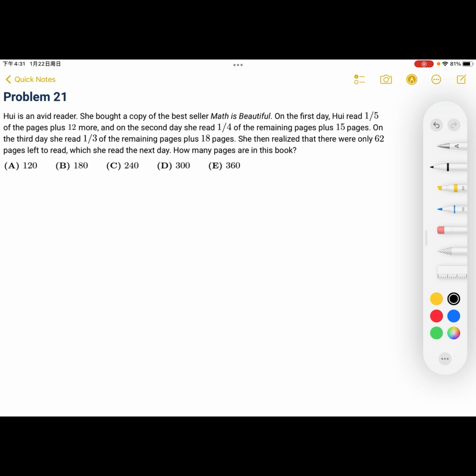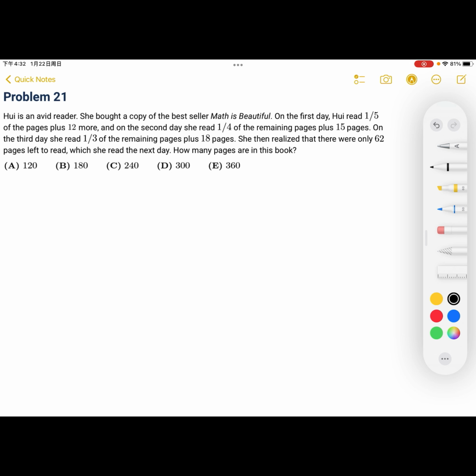Huey is an avid reader. She bought a copy of the bestseller Math is Beautiful. On the first day, Huey read 1/5 of the pages plus 12 more, and on the second day, she read 1/4 of the remaining pages plus 15 pages. On the third day, she read 1/3 of the remaining pages plus 18 pages. She then realized that there were only 62 pages left to read, which she read the next day. How many pages are in this book?